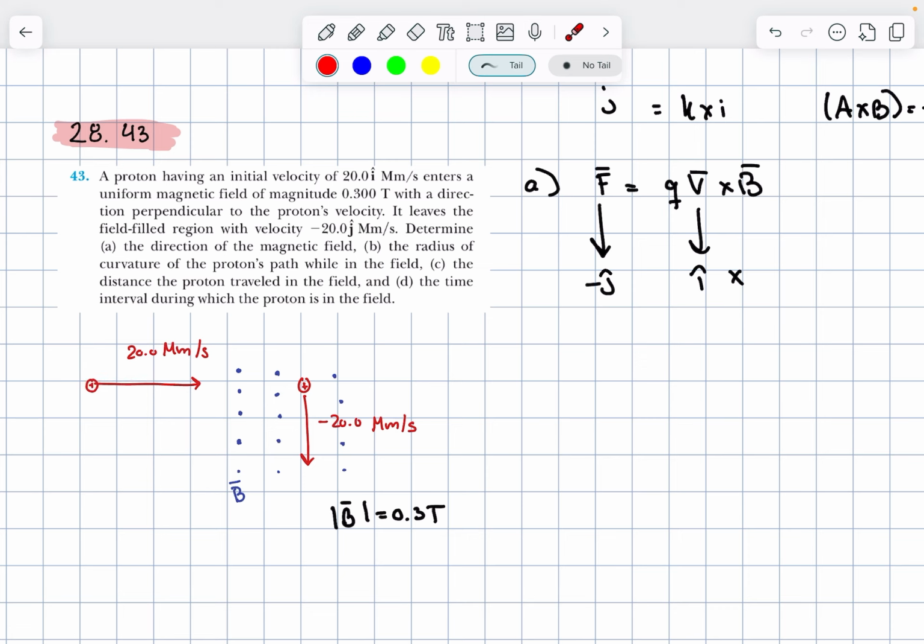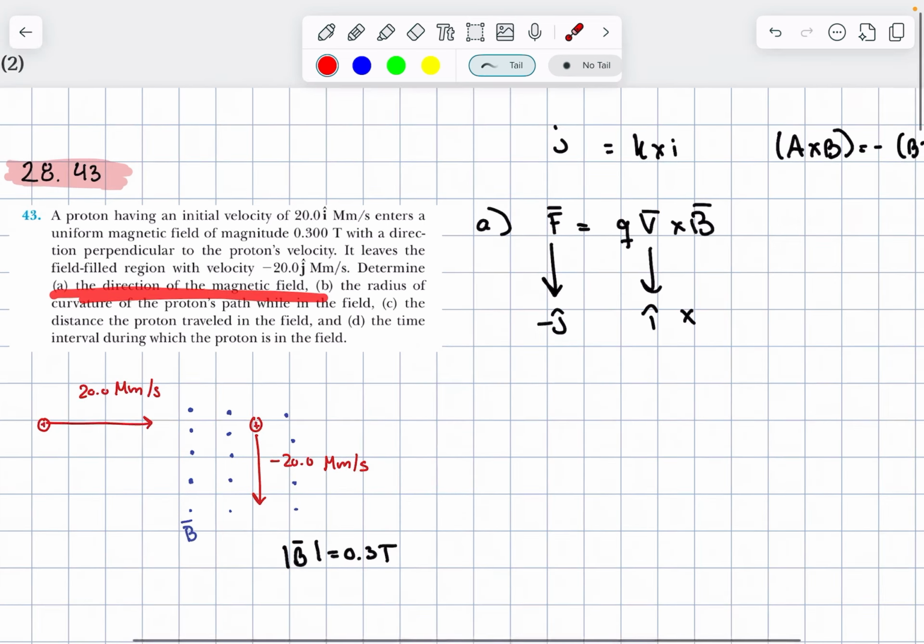It enters a uniform magnetic field of magnitude 0.3 teslas with a direction perpendicular to the proton's velocity. This could either mean that the magnetic field is coming straight out of the page or that it's going into the page, right? We don't know yet. We do know that it leaves the field-filled region with a velocity of negative 20 in the j-hat direction, so in the negative j-hat direction, like this, same units. Determine A, the direction of the magnetic field.